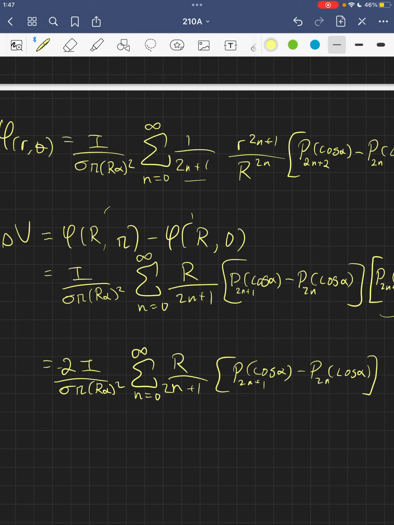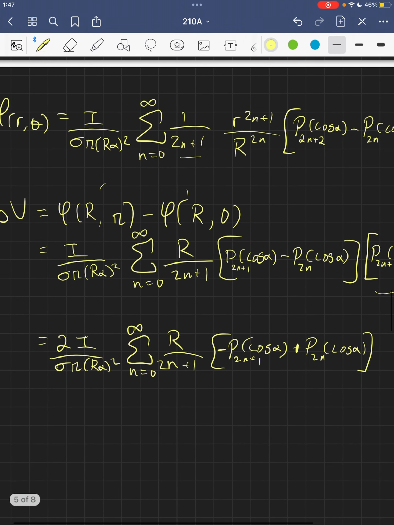There's a negative here. So what we can actually do is just factor that negative in, like that. Okay. So now, like I said, using Ohm's law, V equals IR, we can just write R is equal to 2 over sigma pi R alpha squared. This is resistance R, not radius R, right?